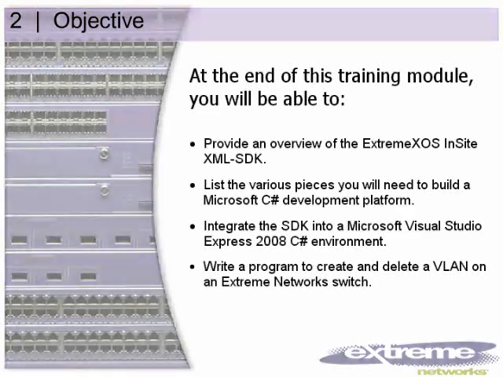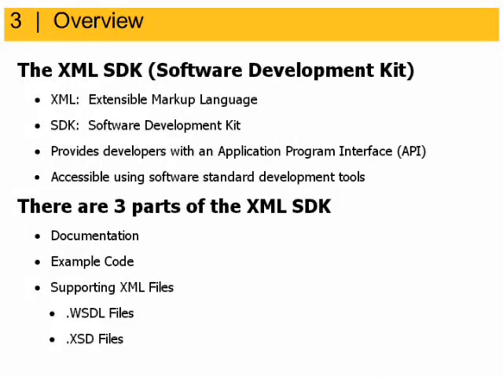The XML, or Extensible Markup Language, SDK, or Software Development Kit, provides developers with an Application Program Interface, or API. When using an API, a programmer is able to take advantage of computer code that they did not write. An API enables the programmer to call routines that were written by somebody else. These routines can exist in a library or on another system.